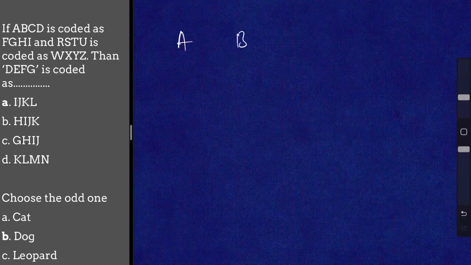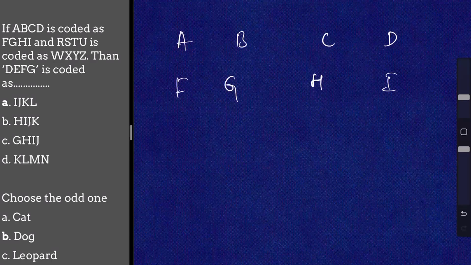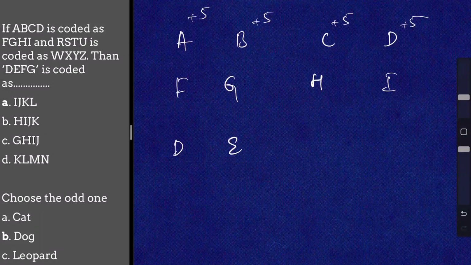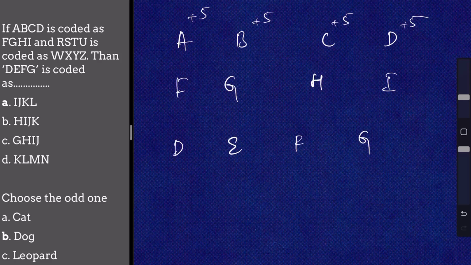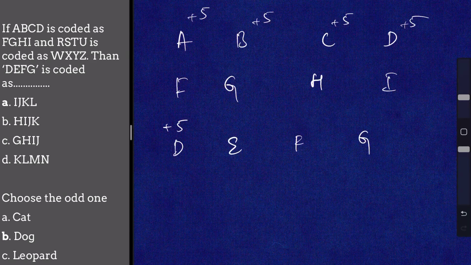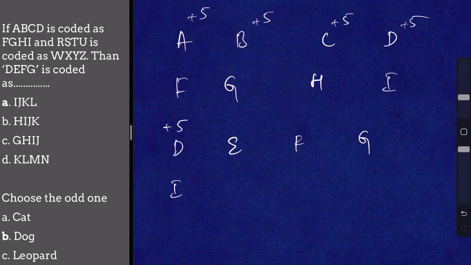If A, B, C, D is coded as F, G, H, I, how have they coded this? A, B, C, D, E, F. So that means plus 5, plus 5, plus 5, plus 5 everywhere. How will D, E, F, G be coded? So again you'll have to add 5 letters to that. After D we have E, F, G, H, I. So I, then after E, F, G, H, I, J.